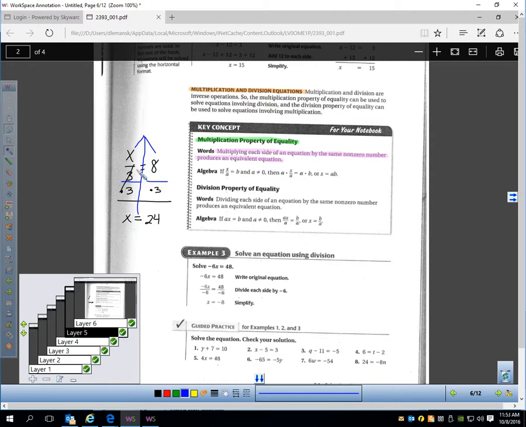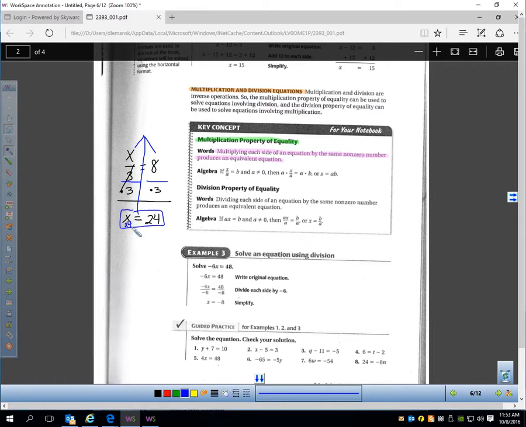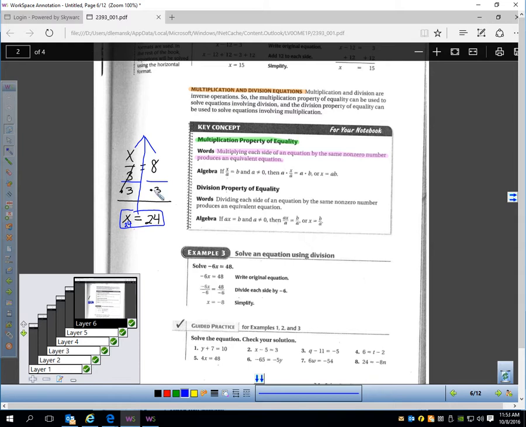Does it make sense that divide by 3 times 3 cancels? I have x on the left, and 8 times 3 is 24. Let's check that now, okay? If I take 24 and plug it in here, 24 certainly equals 24. If I take 24 and plug it in here, 24 divided by 3 does equal 8. So I have equivalent equations.